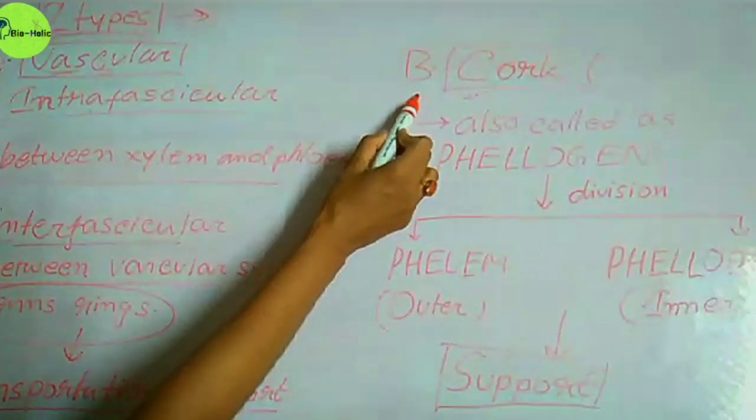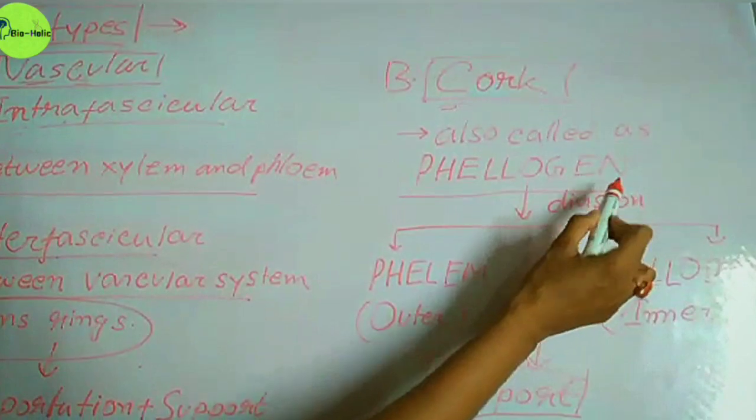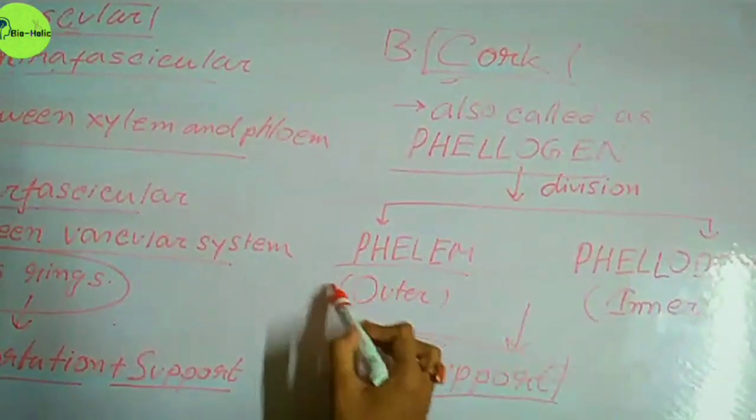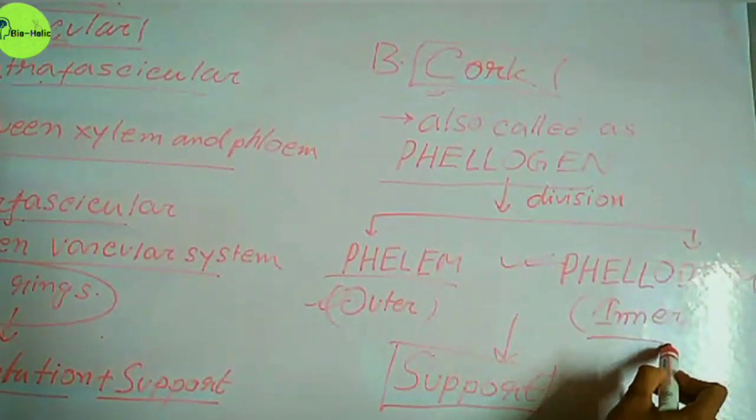And the cork cambium is also called as phellogen, that divides and gives rise to phloem, the outer part, and phelloderm, the inner part.